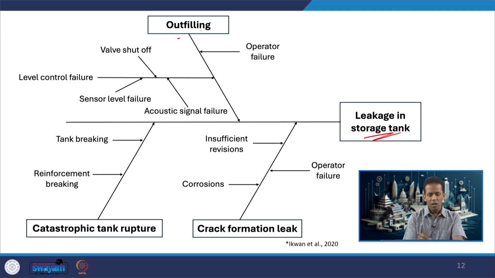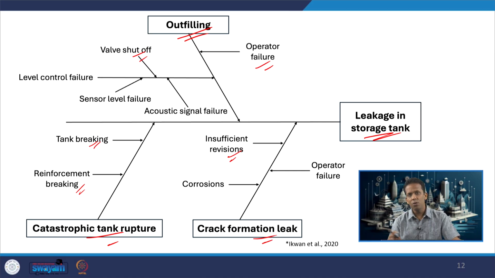The categories are overfilling, rupture and leak. These are three possible categories which we identified from a process or an engineering perspective. When we say overfilling, it can be because of operator failure or because of shutting of the valve. So, there are different ways to represent the same cause effect diagram. In rupture, it can be the breakage of the tank or the breakage of reinforcement. In cracks, it can be insufficient revisions, or it is a management issue, then some corrosion, failure of operator. So, all those things can cause this leakage in the storage tank.